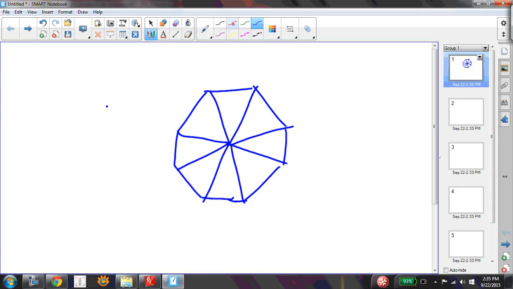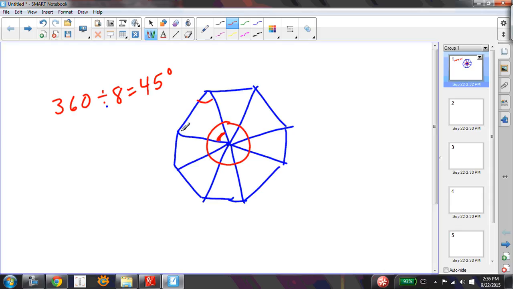Then I imagine that I have a circle here. Of course, a circle has 360 degrees. That means that each of these angles has to add up to 360. Well, 360 divided by 8 is 45 degrees. So this angle right here is 45.